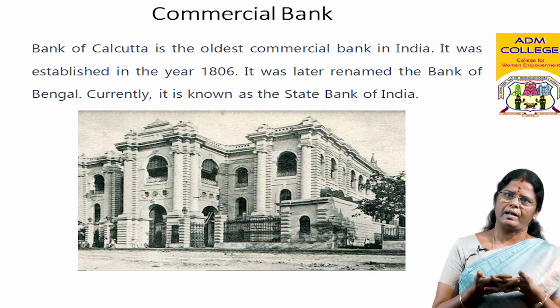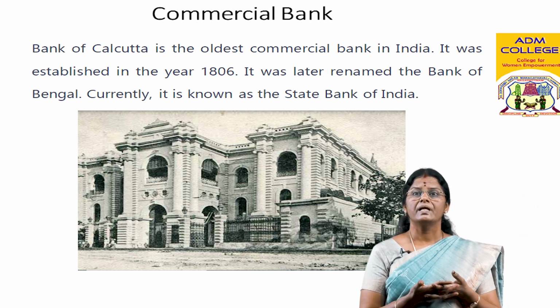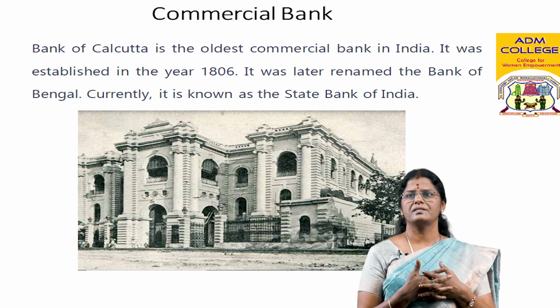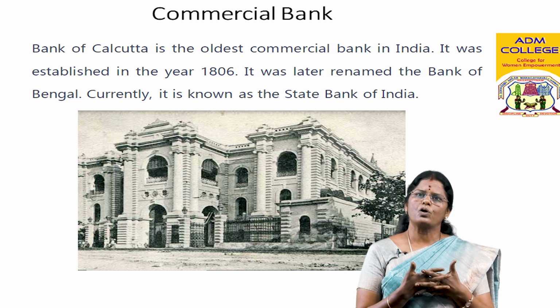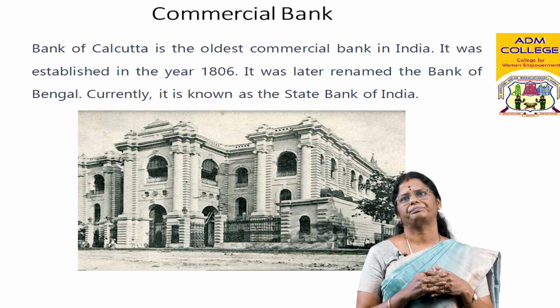Bank of Calcutta is the oldest commercial bank in India. It was established in the year 1806. It was later renamed the Bank of Bengal. Currently, it is known as the State Bank of India.